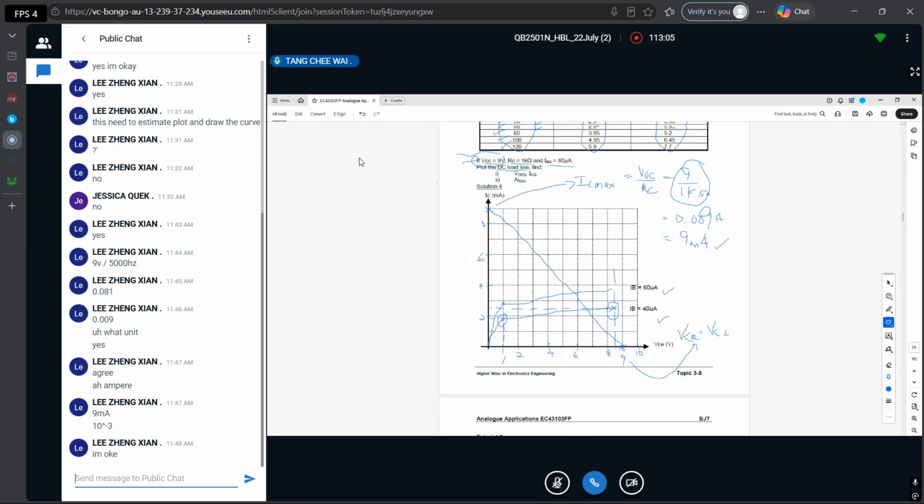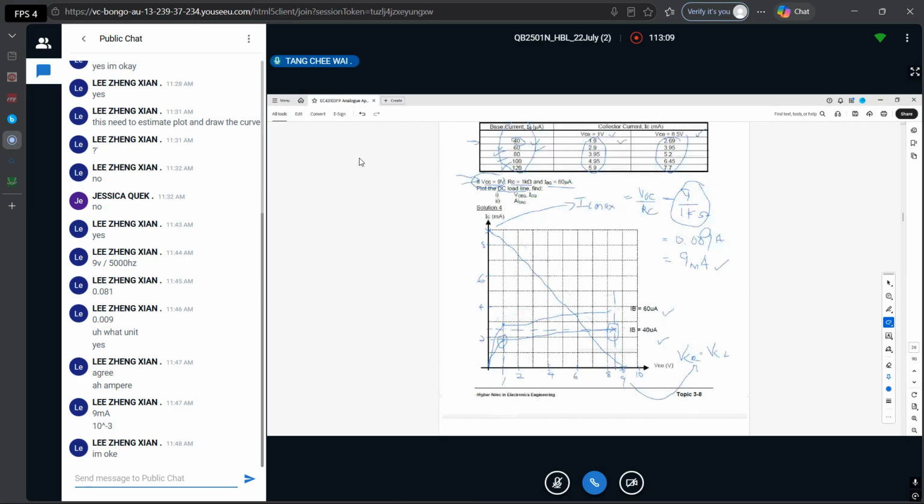All right. Actually, there's a little bit more, but this morning I think we really covered a lot. So at least we come to the part where we are able to draw the DC load line. Actually, from there later we are able to find these two, very easy.